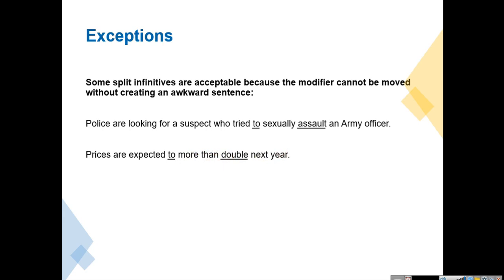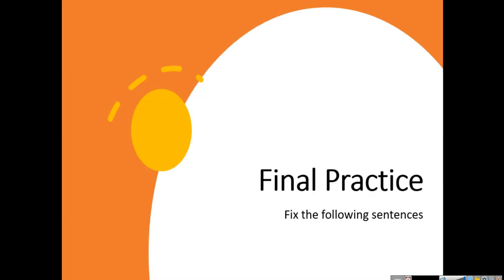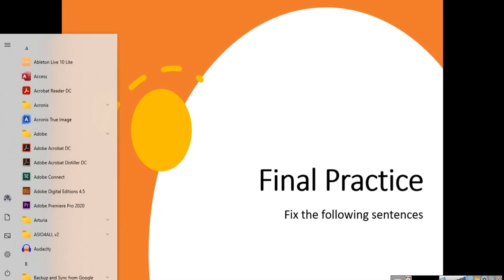In these exceptions, we're talking about meaning, and there are some times where we need to explain that it is a very exclusive occurrence in the thing that we're trying to say. So we need to split that infinitive in order to make clear who did what. And that will be it. Now we're gonna have some final practice.